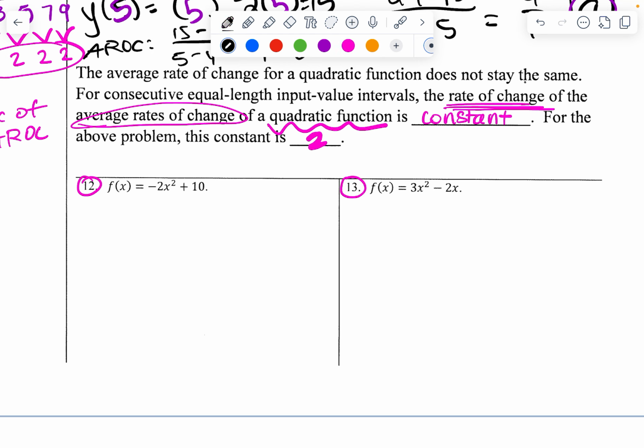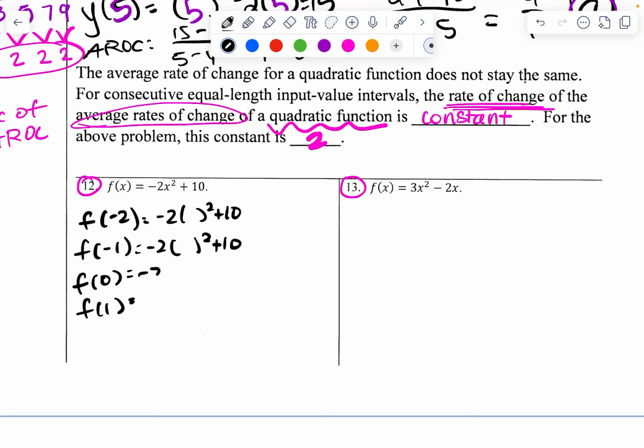So let's find first, give yourself some values. Let's look at f of negative 2, f of negative 1, f of 0, f of 1. Okay, if I plug those in and evaluate them, here's negative 2x squared plus 10. We're going to plug this into each of those inputs. Okay, so here's negative 2, here's negative 1, here's 0, and here's 1. So if I get this, negative 2 squared is 4 times negative 2 is negative 8 plus 10 is 2. Go ahead and evaluate the rest of these. We get 8, 10, and 8. So these are the values, or the y values.